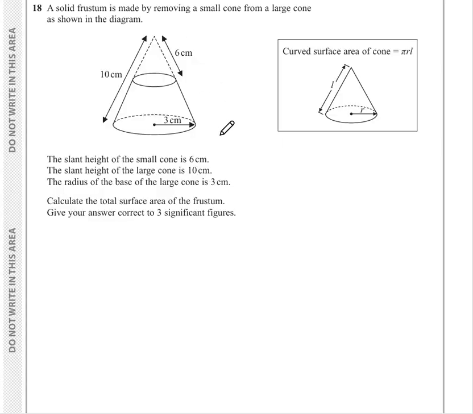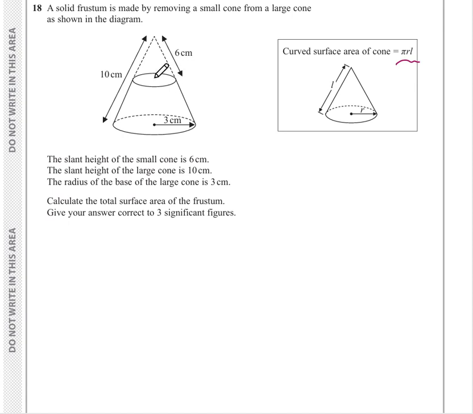Question 18. A solid frustum is made by removing a small cone from a large cone, as shown in the diagram. The slant height of the small cone is 6, the slant height of the large cone is 10. The radius of the base of the large cone is 3. And we're going to calculate the total surface area of the frustum. We're given the formula over here. So the curved surface area of the cone is going to be pi times the radius times L, and L is this slant length that we're given.